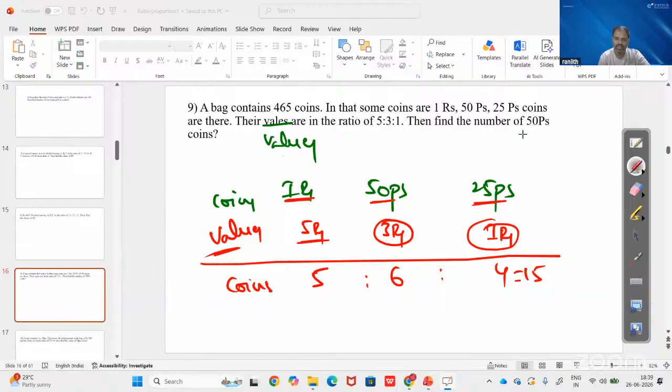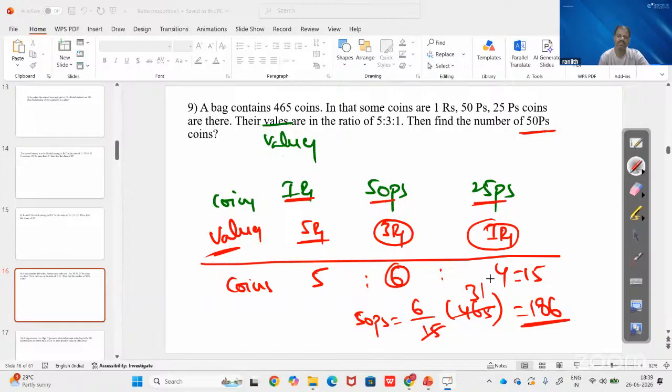Overall we need the 50 paisa coins. The number of 50 paisa coins is 6. 6 out of 15, 465. So 15 ones are 15, 1, 31. 31 into 6 is how much? 186. So the answer equal to 186.